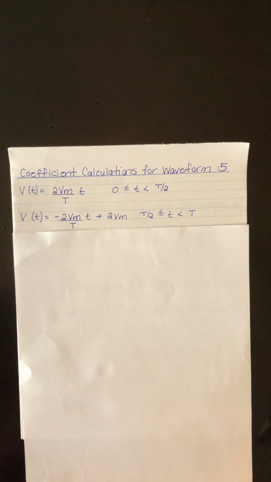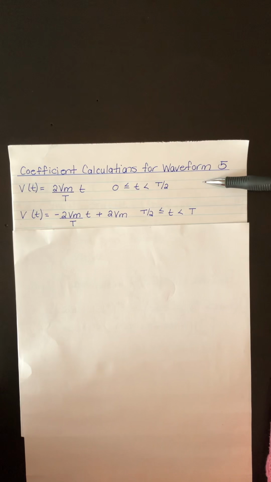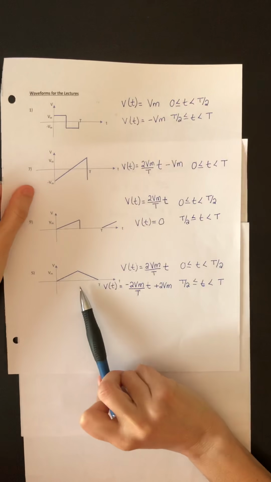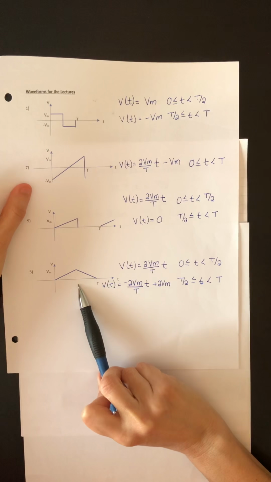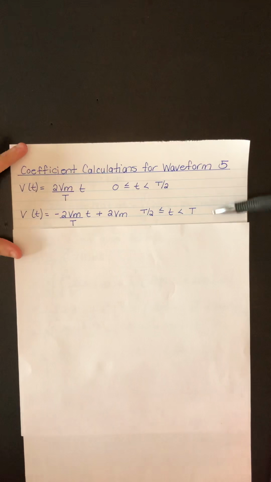Okay, we're going to do one last waveform. This is number 5, characterized by 2 non-zero half cycles. This is the graph to which we refer. We've developed these equations in a previous lecture.